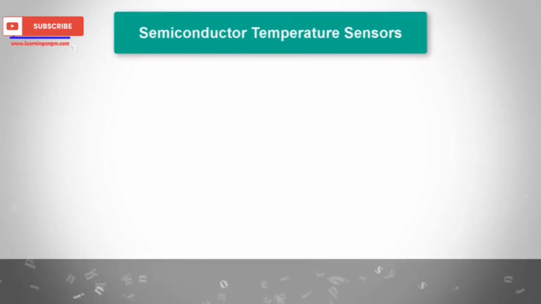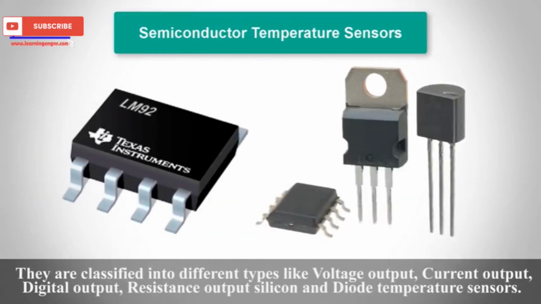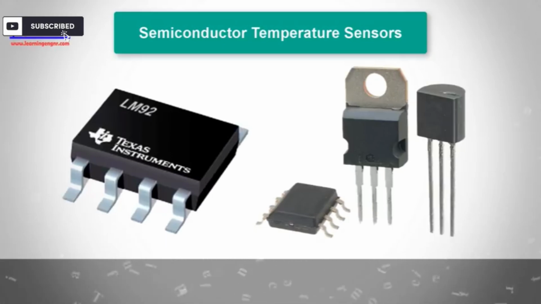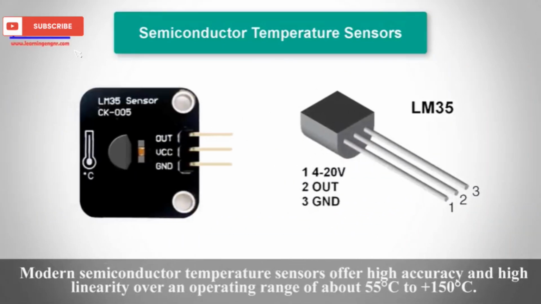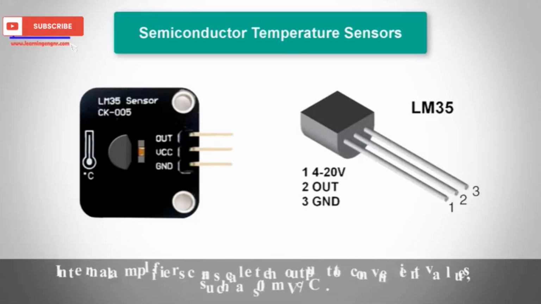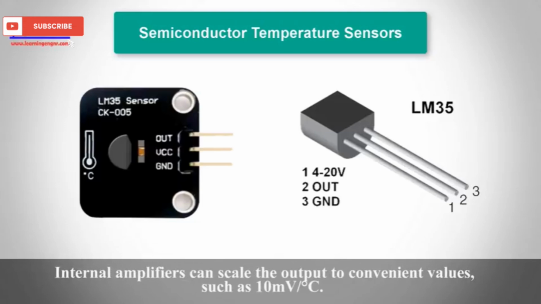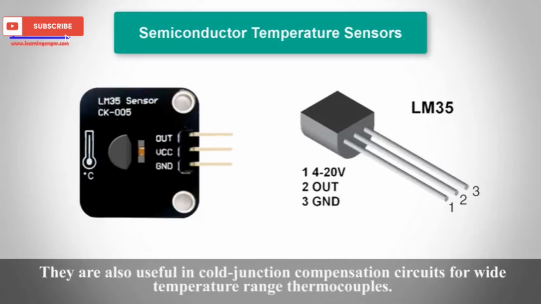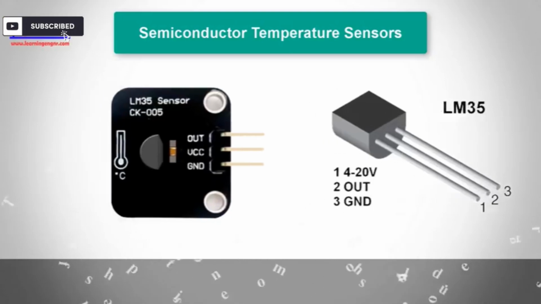Semiconductor sensors. They are classified into different types like voltage output, current output, digital output, resistance output, silicon and diode temperature sensors. Modern semiconductor temperature sensors offer high accuracy and high linearity over an operating range of about -55 degrees Celsius to plus 150 degrees Celsius. Internal amplifiers can scale the output to convenient values, such as 10 mV per degree Celsius. They are also useful in cold junction compensation circuits for wide temperature range thermocouples.